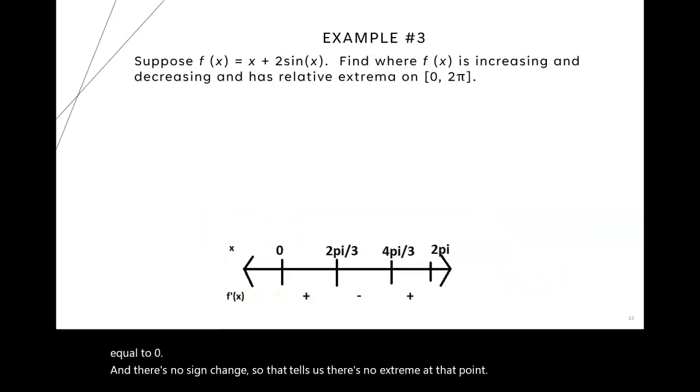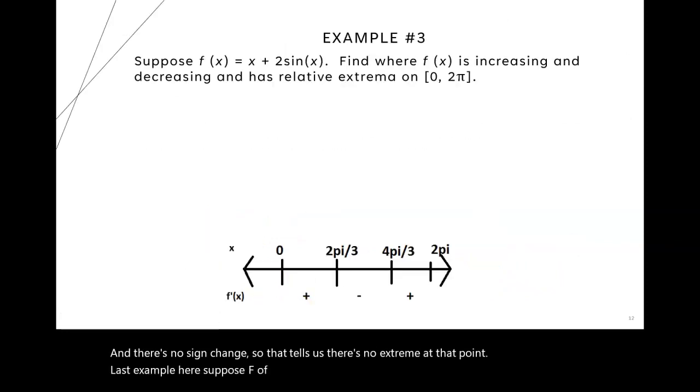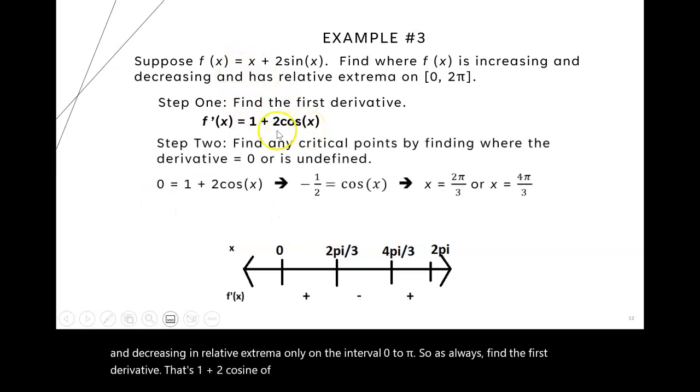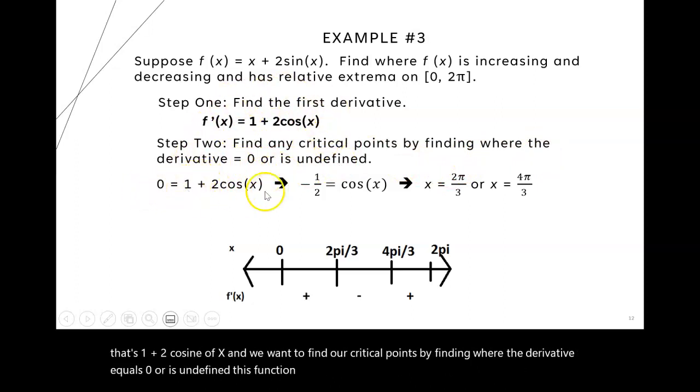Last example here, suppose f of x is equal to x plus 2 sine of x. Find where f of x is increasing and decreasing and relative extrema, only on the interval 0 to 2 pi. So as always, find the first derivative. That's 1 plus 2 cosine of x. And we want to find our critical points by finding where the derivative equals 0 or is undefined. This function is not undefined anywhere.